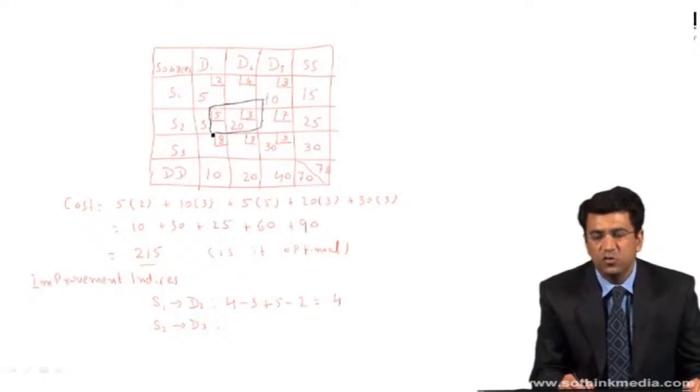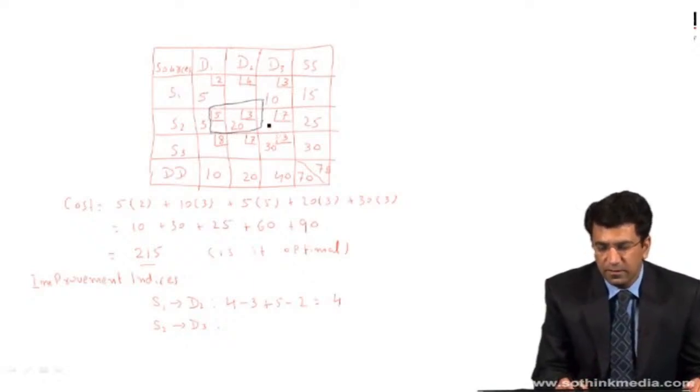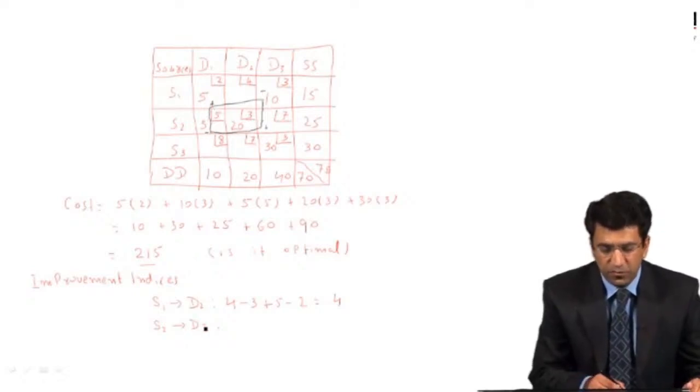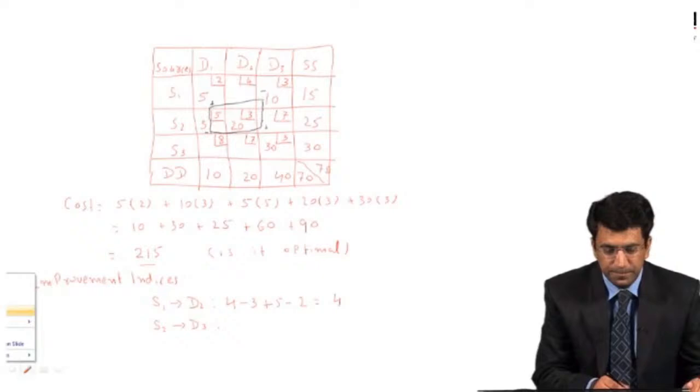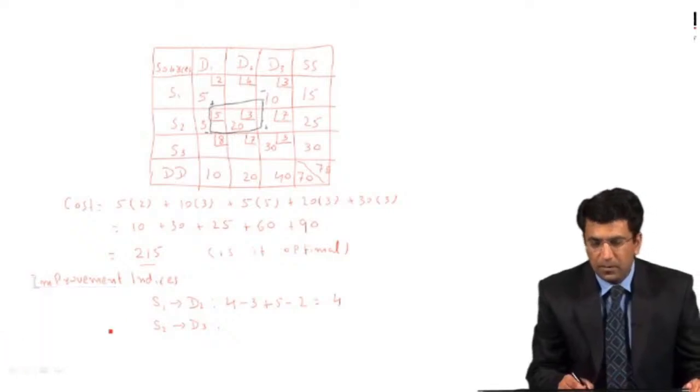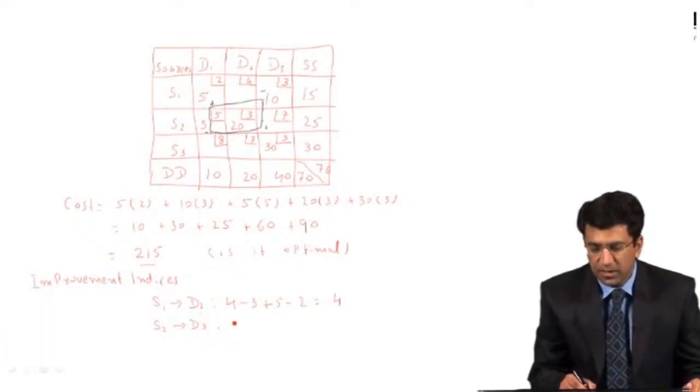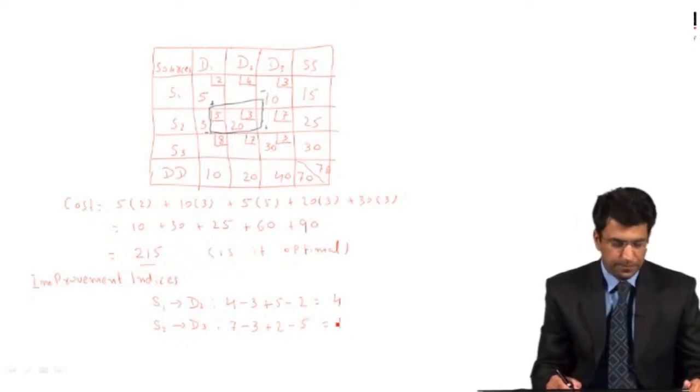So class, this will be the closed loop for this particular cell, that is adding here, subtracting here, adding here and subtracting here. So the loop for this particular cell will become 7 minus 3 plus 2 minus 5. 7 plus 2, 9 minus 8, it will become 1.